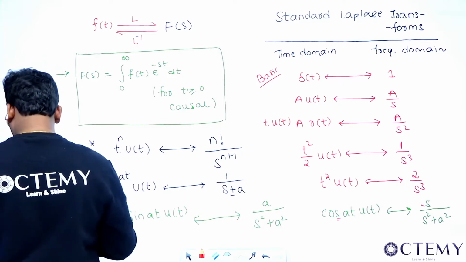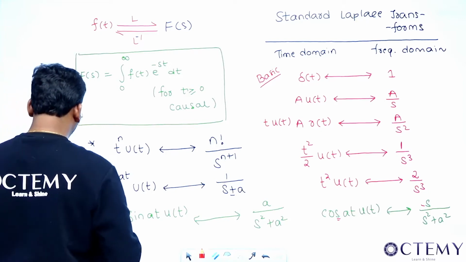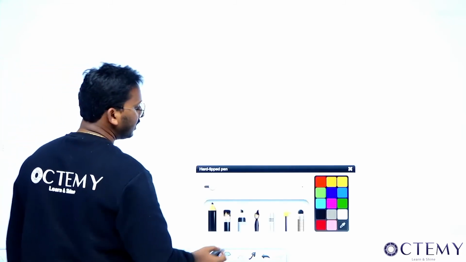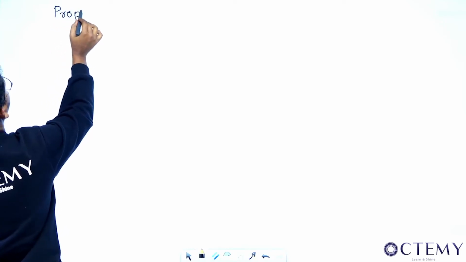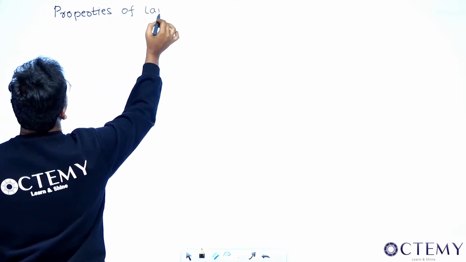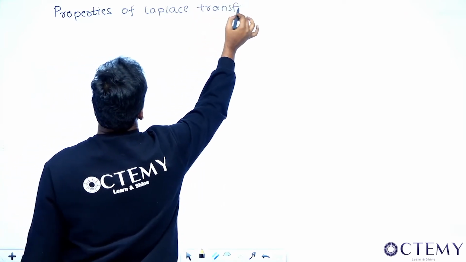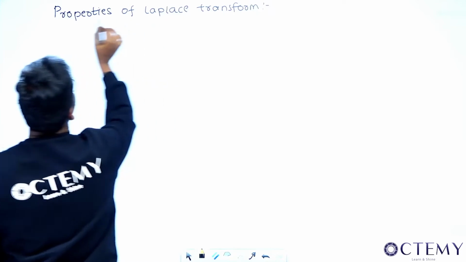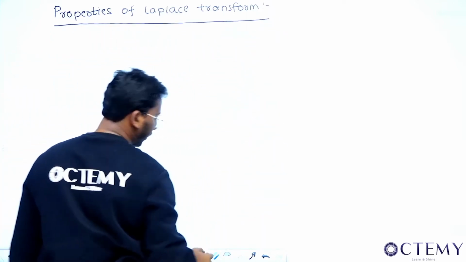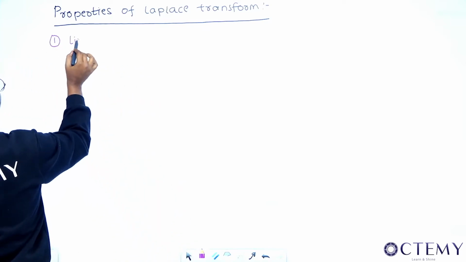If I go to the principles now, let me look at the principles, sir. What will be the principles? If I want to write the properties of Laplace transform, the next thing is properties of Laplace transform. Very important, sir, in signals and systems also. So sir, basic properties we'll use. The first property is linearity.